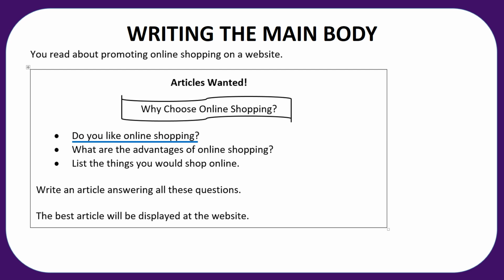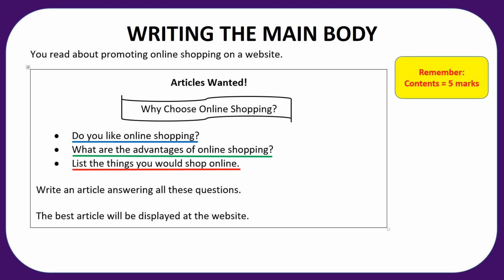Finally, we are back to the question. Before you can even plan your answers to brainstorm the ideas, you need to analyze the question first. Remember, where are the points? The bullet points. So the first one is, do you like online shopping? Next is, what are the advantages of online shopping? And next one is to list the things you would shop online. So there are 3 bullets here.